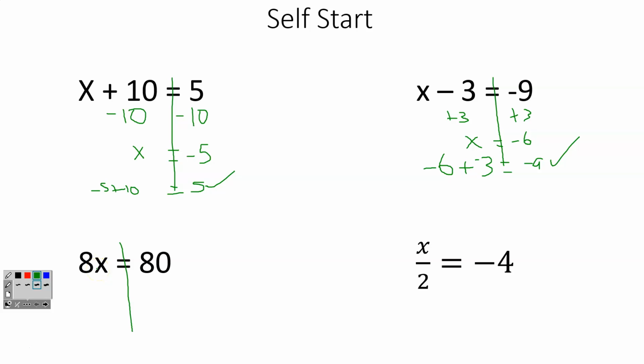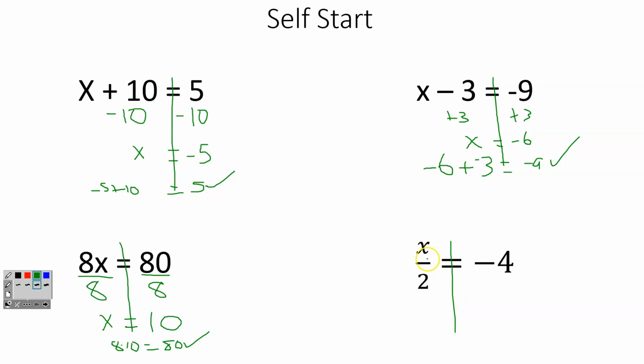8x equals 80. So remember, when the number and the variable are pushed together like this with nothing in between them, that means multiply. So the opposite of multiplying would be to divide. So I'm going to divide both sides by 8. And I get an answer of x equals 80 divided by 8, which would give me 10. If I want to check my work, I could do 8 times 10, which does in fact give me 80. So we're good.